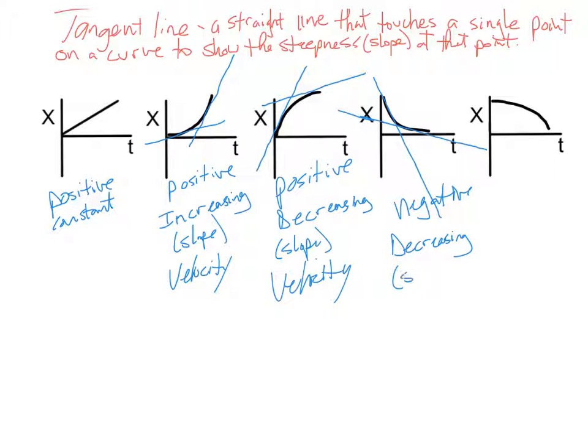And again, we're talking about the slope. But hopefully you realize by now we're also talking about the velocity. So this curve is telling us that the velocity is starting off pretty large and negative because it's a negative slope, and it's getting smaller, meaning it's getting less steep, and therefore the velocity is decreasing. So this is a negative and decreasing velocity because the slope is negative and decreasing. All right, last one.